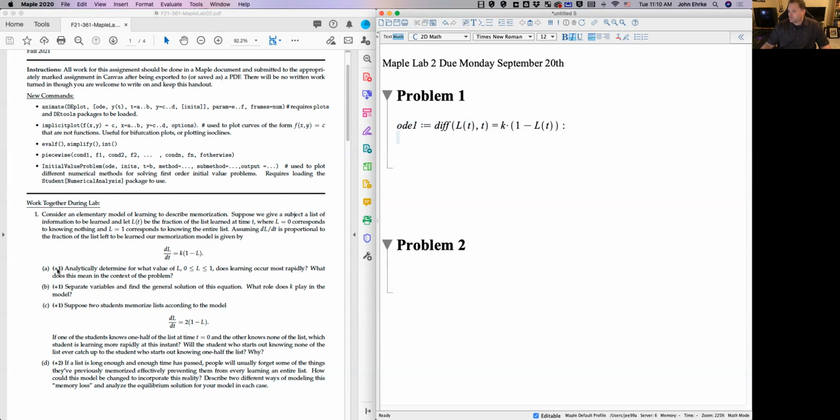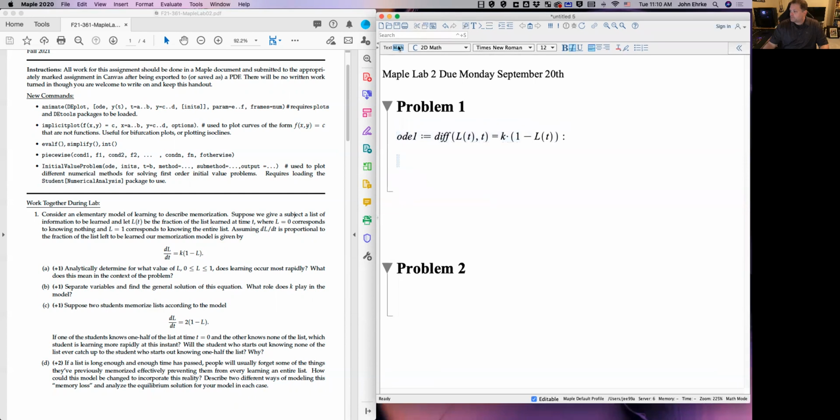So it says in part A here, analytically determine for what value does learning occur most rapidly. So this is something you don't even really need Maple to do. You can do this just by hand. So on part A here, you can simply say that learning occurs most rapidly when the derivative is largest, right? That's what it means. That's what most rapidly means, right?